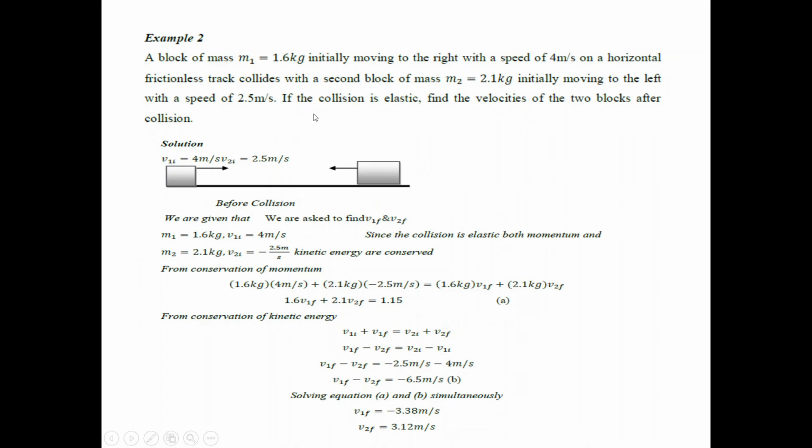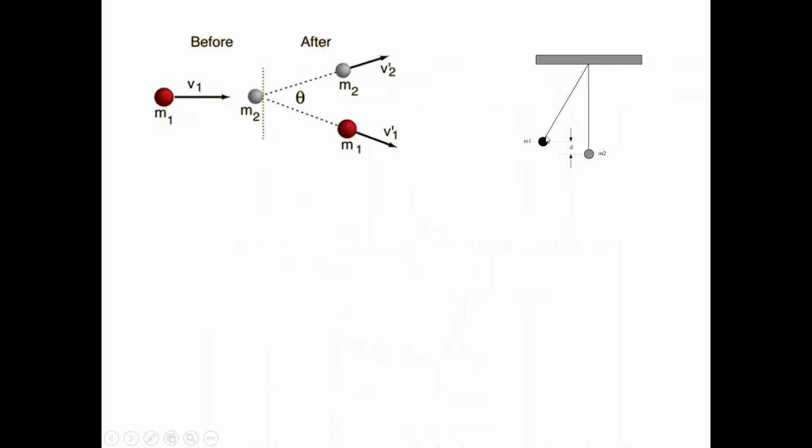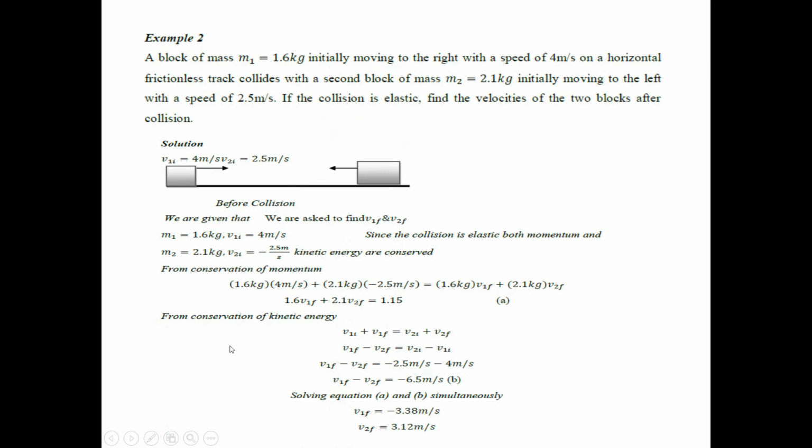Okay, this is also another example. We have a block of mass m1, 1.6 kg, initially moving towards the right at a speed of 4 meters per second. Finally they collide with each other, then substitute the values and apply the relation in conservation of energy and the previous formula, v1 initial, v1 final, v2 initial, v2 final, then substitute it here, and finally get the two unknown speeds after the collision.